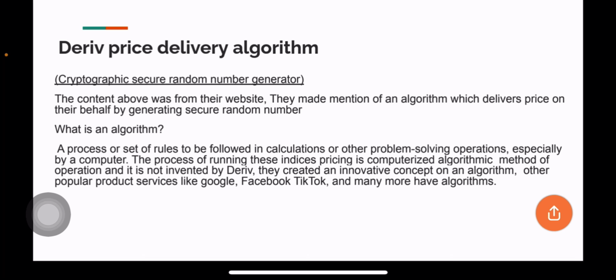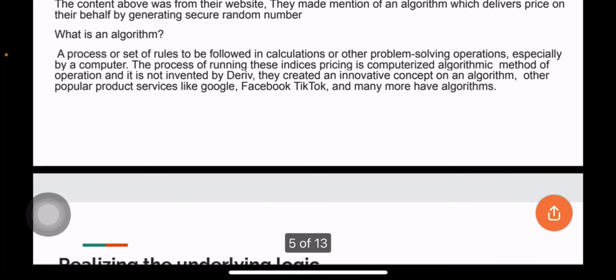So this is to tell you that the price action is computer based. It is generated by computer programming. For those people that don't know what an algorithm is, it is a process or set of rules to be followed in calculations or other problem-solving operations, especially by a computer. So the process of running these indices' pricing is computerized, and this is not a new invention by Deriv. A lot of businesses computerize their processes, people like Google, Facebook, TikTok, and many more. All of these have algorithms that run their businesses and platforms.